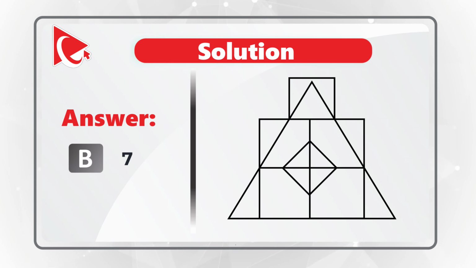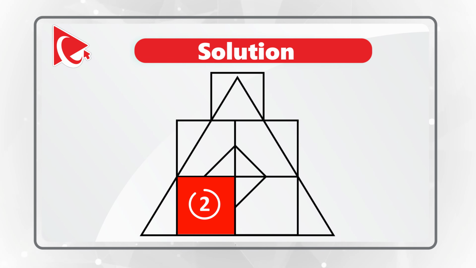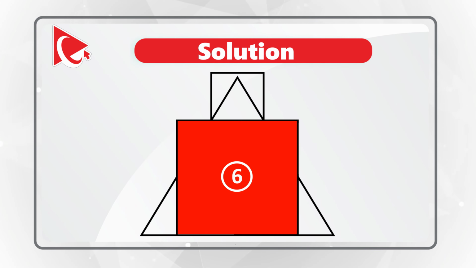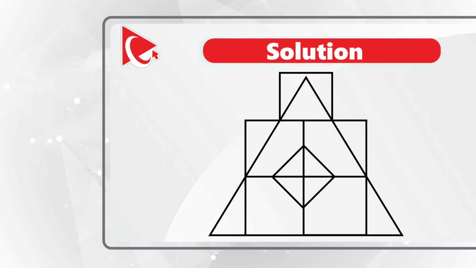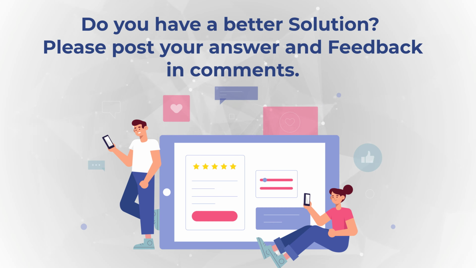Obviously, if you have a different answer, please make sure to post your solution in comments. Here are all the squares: 1, 2, 3, 4, 5, 6, and 7. Do you have a different number? I'm looking forward to your response if you counted more or fewer squares.